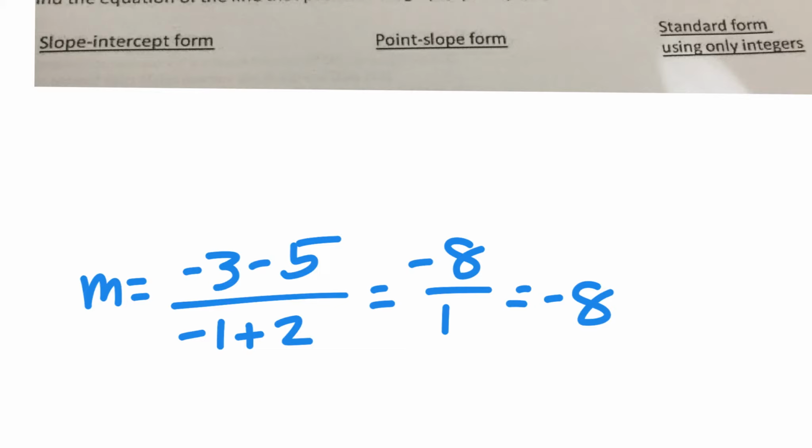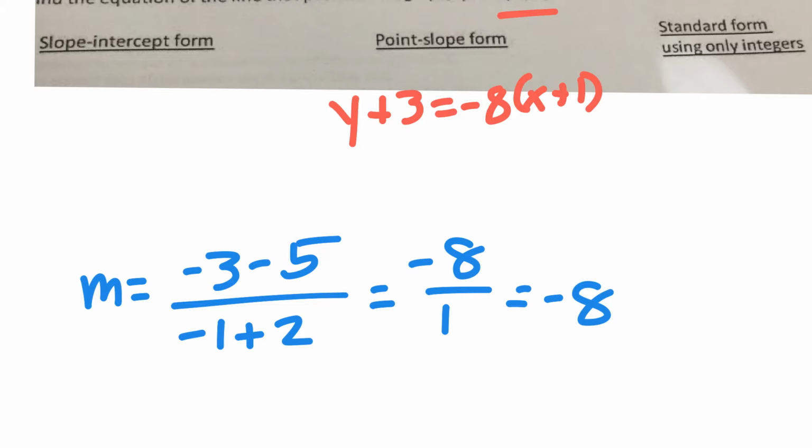So now I know the slope and I know a point. I can pick either point I want. I'm going to pick the one that they're both negative. Okay, so into point-slope form, that's going to be y minus y1 equals m, which is negative 8, times x minus x1. So minus negative 1 is plus 1. So this will be my equation in point-slope form.